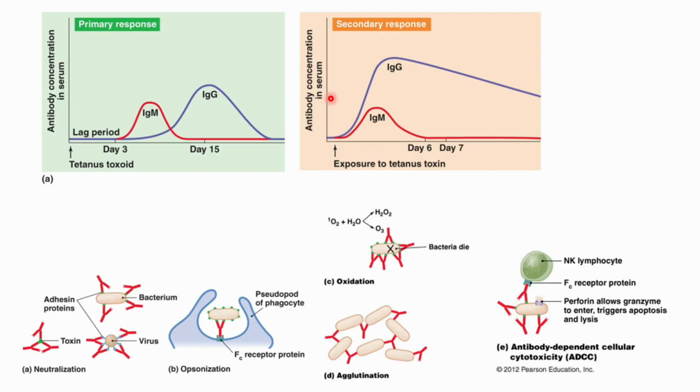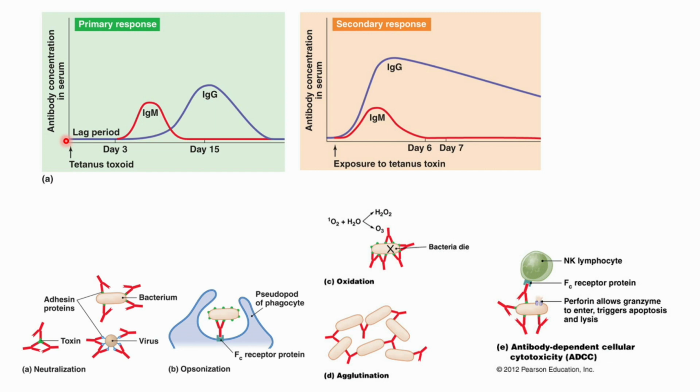Okay, so let's talk about, for example, a person that has been exposed to tetanus toxoid. That is tetanus toxin. And so, for example, this could be being injected with the toxoid as a vaccination, or this could be because you got tetanus. So what happens is there's a delay.